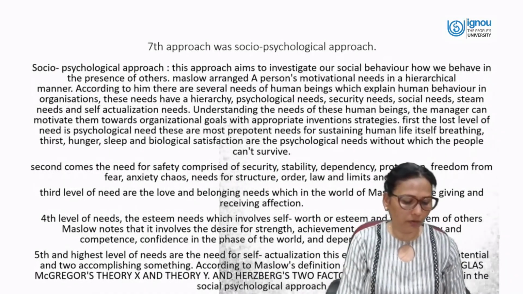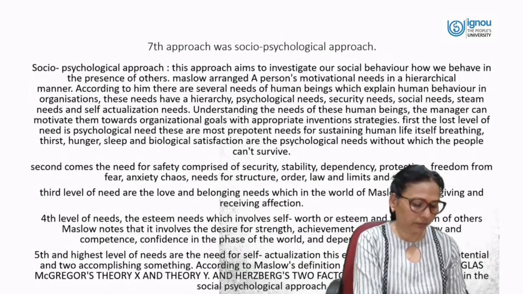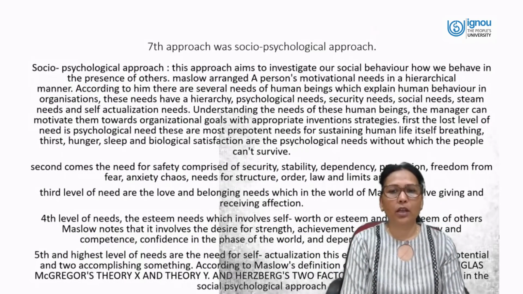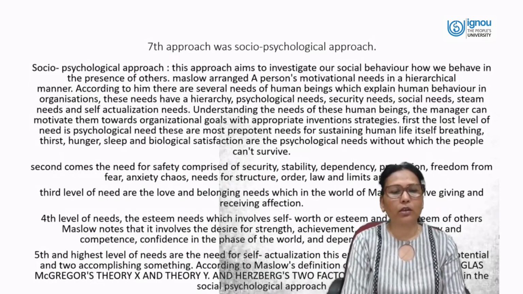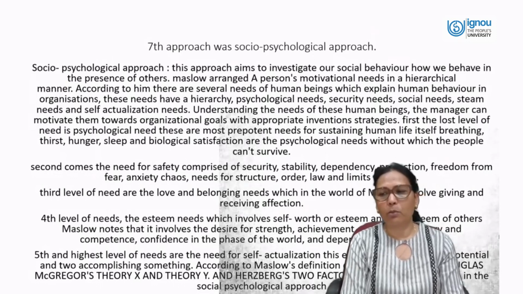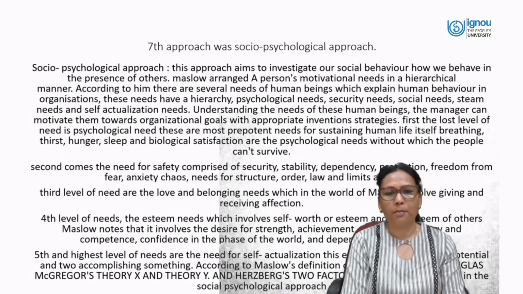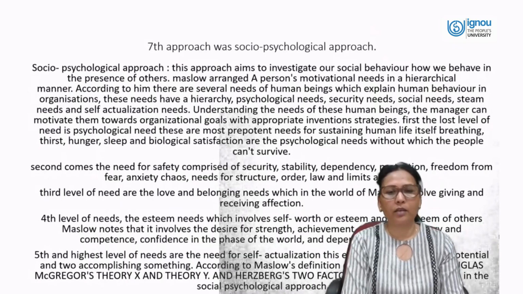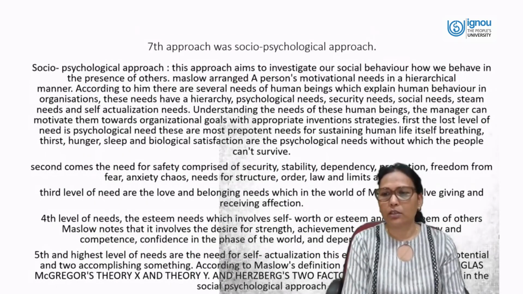We will further move on with the seventh approach, that was the socio-psychological approach. Now, the social psychological approach aims to investigate our social behavior, how we behave in the presence of others. Maslow arranged a person's motivational needs in a hierarchical manner. According to him, there are several needs of human beings which explain human behavior in organizations. These needs have a hierarchy: physiological needs, security needs, social needs, esteem needs, and self-actualization needs.